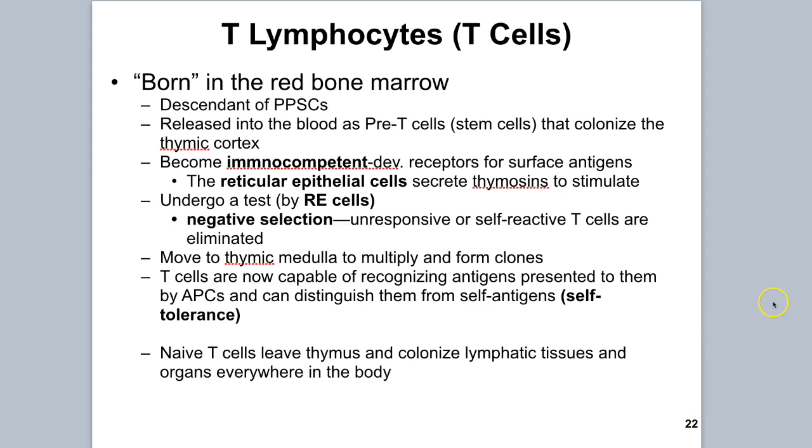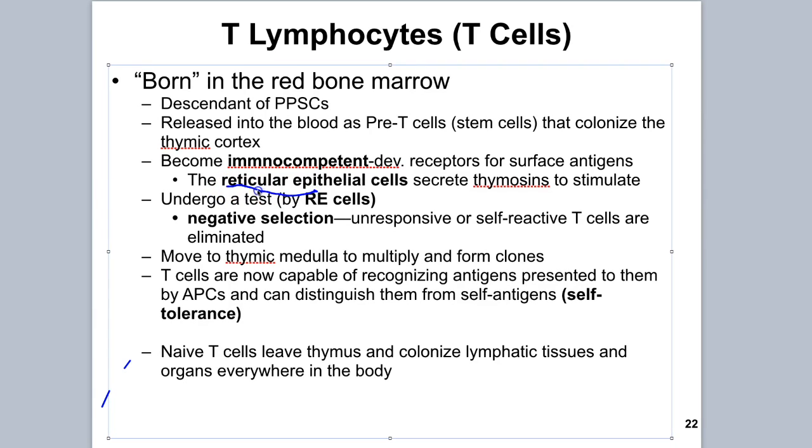Okay, so these T cells are stimulated to develop these cell surface receptors by cells called reticular epithelial cells, or RE cells. Okay, these reticular epithelial cells live in the thymic cortex, and they're secreting hormones called thymosins, and the hormones are stimulating the T cells to develop these receptors. You guys are going to need to remember thymosins for the last chapter of the semester, so this would be a good thing to memorize now. Okay, so the thymosins are telling the T cells to develop all these different cell surface receptors.